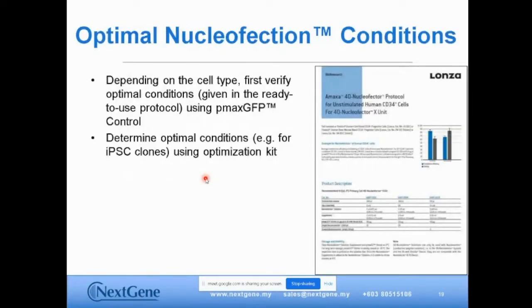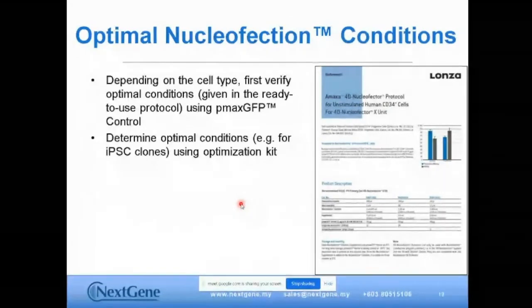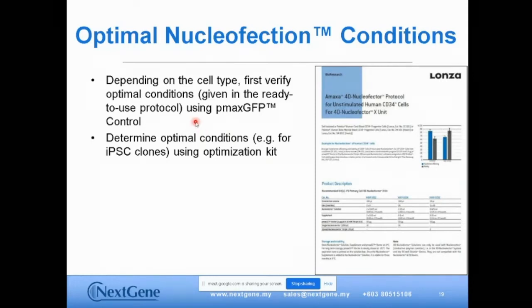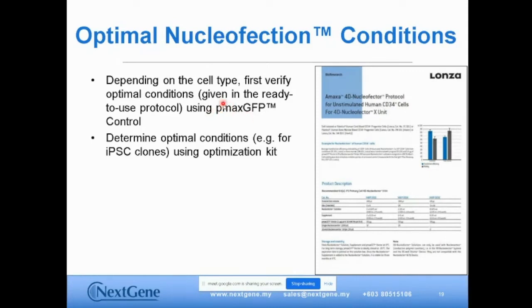How you get an optimized protocol depends on whether it's available from the Lonza website, or you can reach out to us and we will get a recommendation to you. In the case that there are no optimized conditions, we also offer an optimization kit to look for the best transfection condition to get good efficiency as well as good viability, using a plasmid control called pmaxGFP.